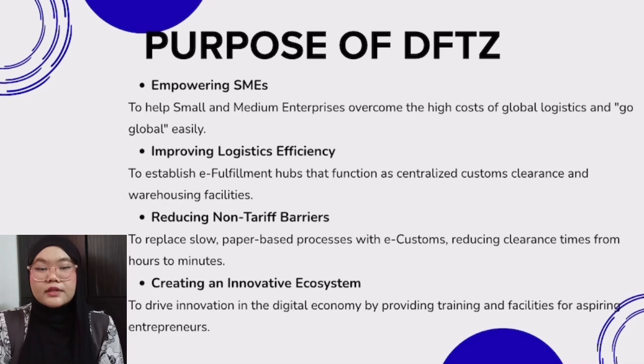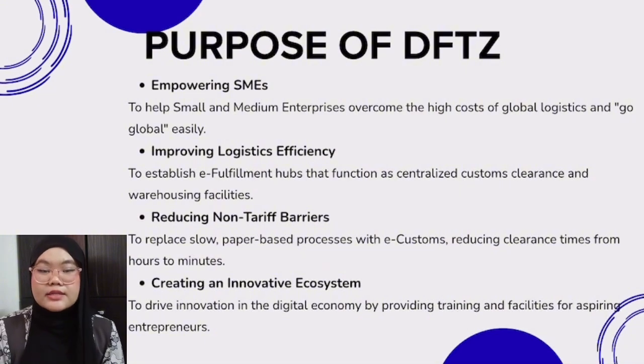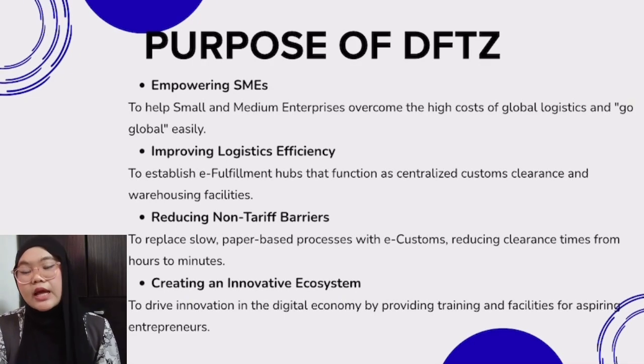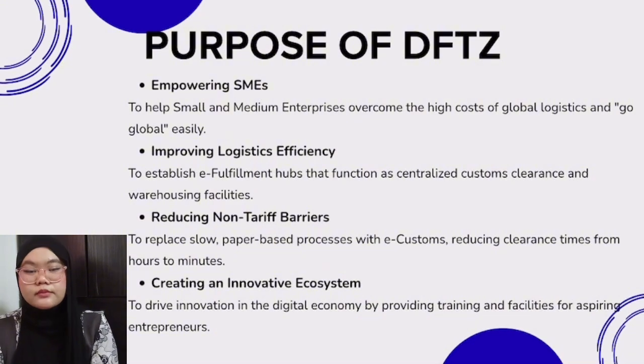Secondly, the DFTZ is designed to increase trade efficiency through the implementation of e-customs technology, by digitalizing paperwork and using the Electronic World Trade Platform, or eWTP. The zone simplifies complex regulation processes. A practical example is a green lane for export, which allows digital declarations to be processed instantly, ensuring the goods are not held up by manual documentation.